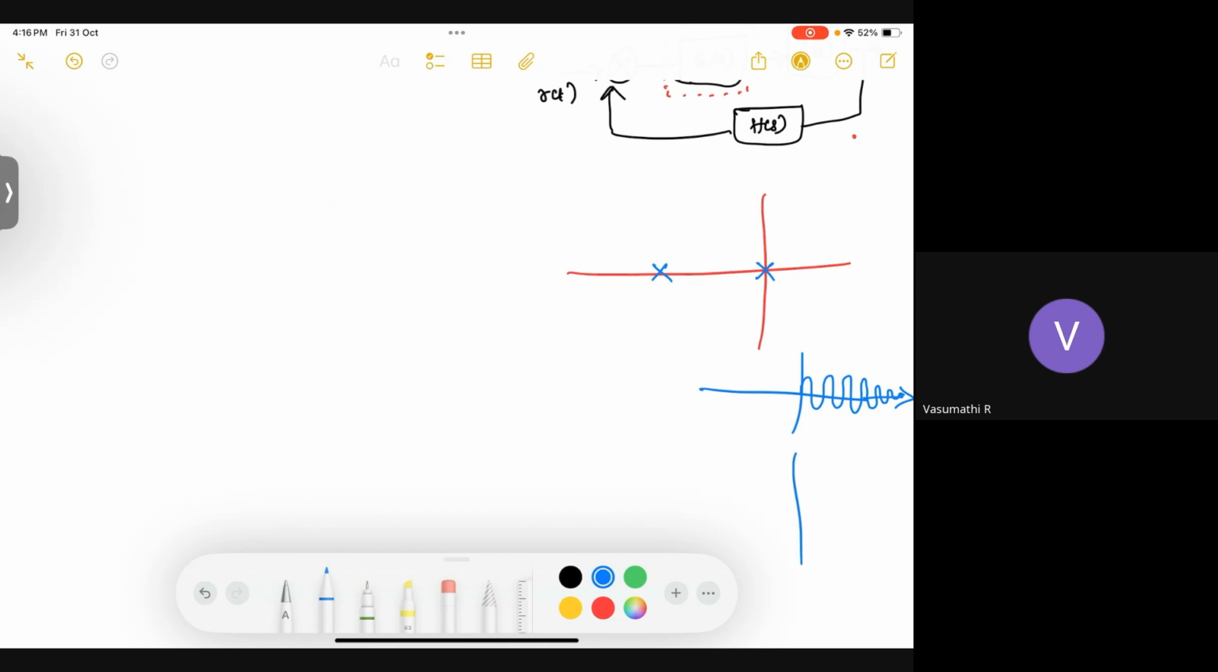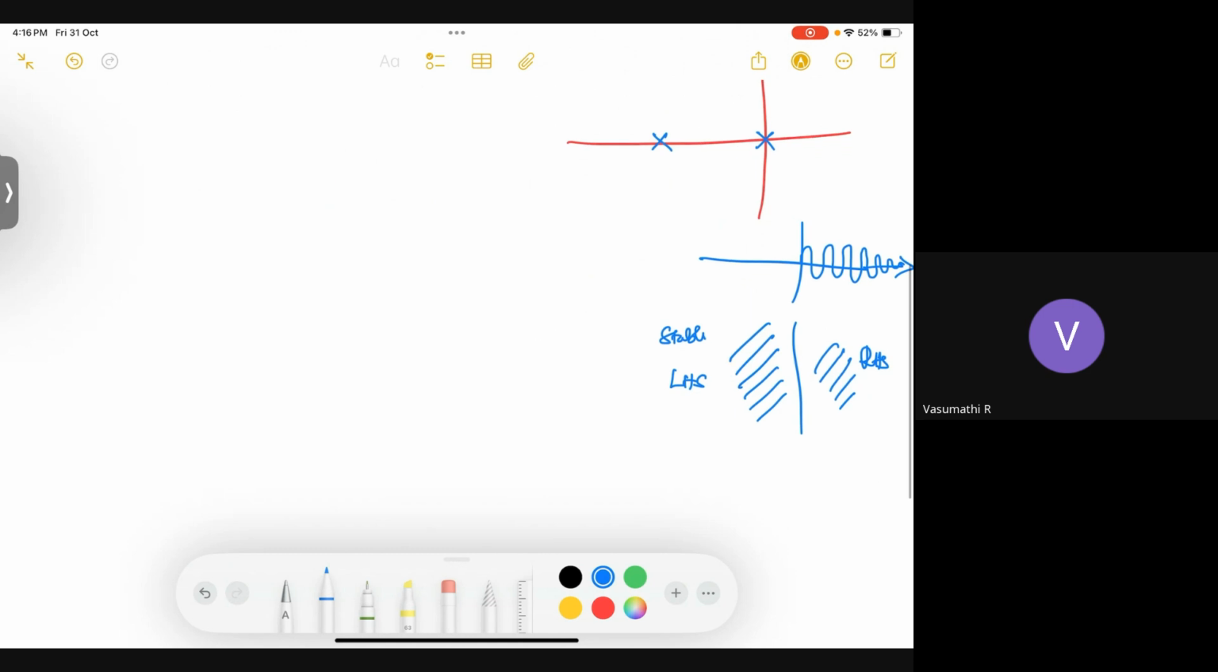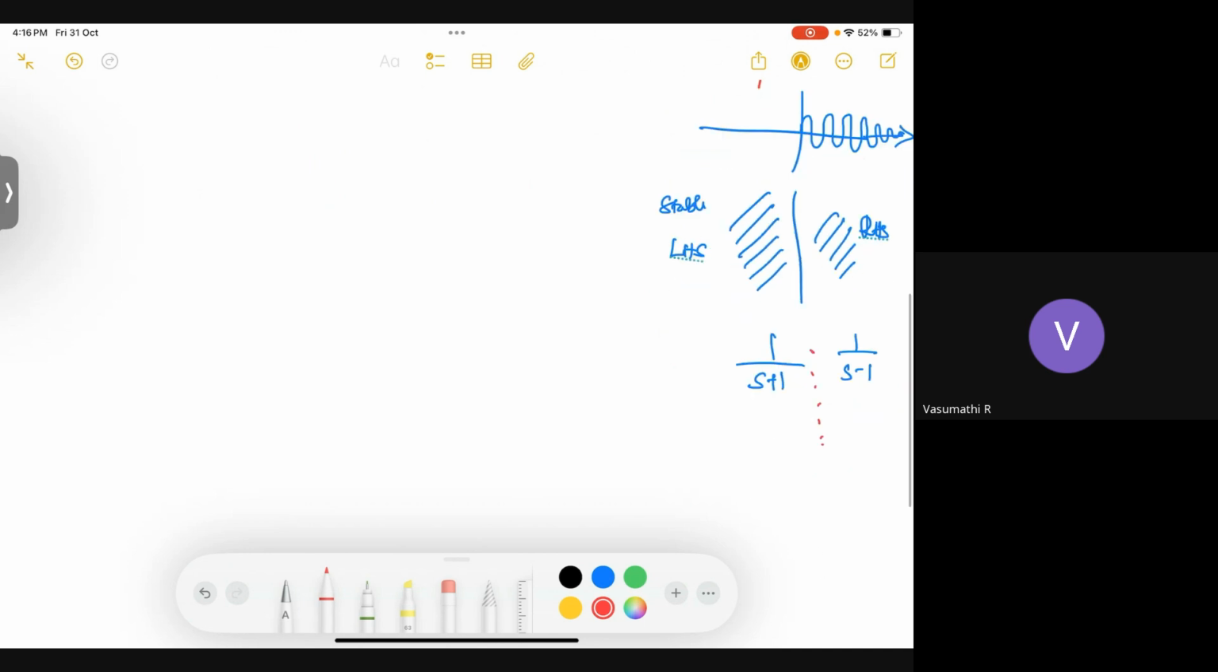We saw that when the poles lie in the left half of the S-plane, the system would be stable, and when they lie in the right half of the S-plane, the system would be unstable. Because inherently, if you have a pole that is S plus 1 and S minus 1, I'm just making a recap because we saw this before. When you take an inverse Laplace transform, you will get e power minus t. Here you get e power t, where e power minus t corresponds to a converging curve, and e power t is an exponentially increasing curve.